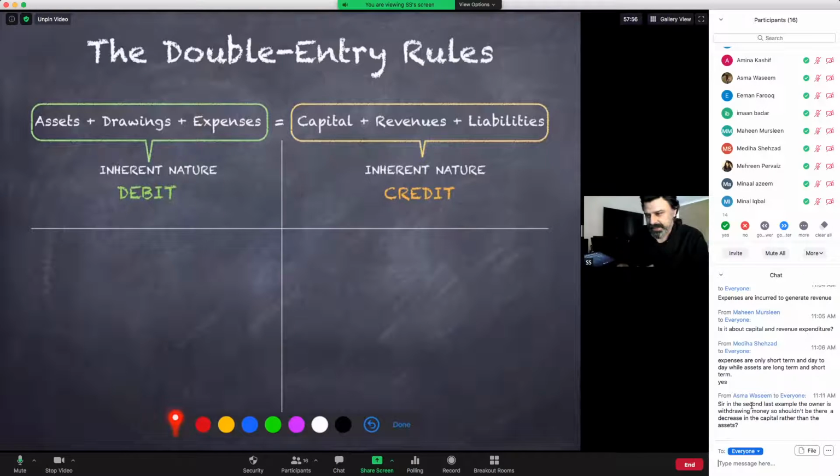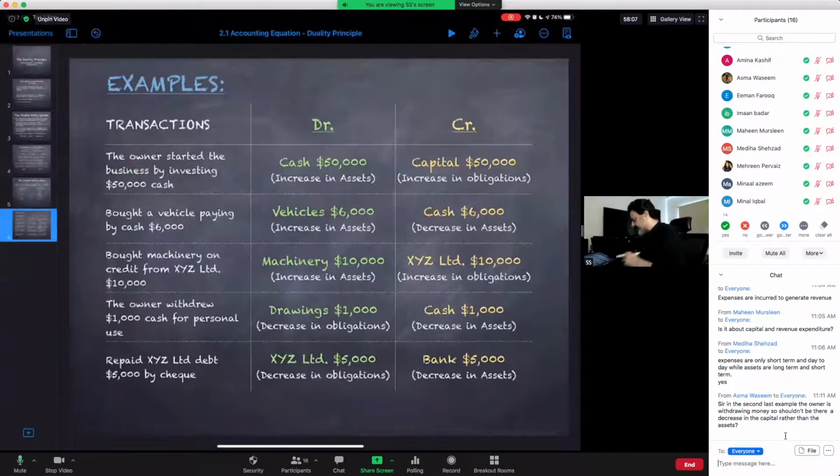Asma says, sir, in the second last example, the owner withdrawing money, so shouldn't there be a decrease in the capital rather than the asset? Very good question again. Okay, people, please answer Asma's question. Can anybody answer Asma's question here?